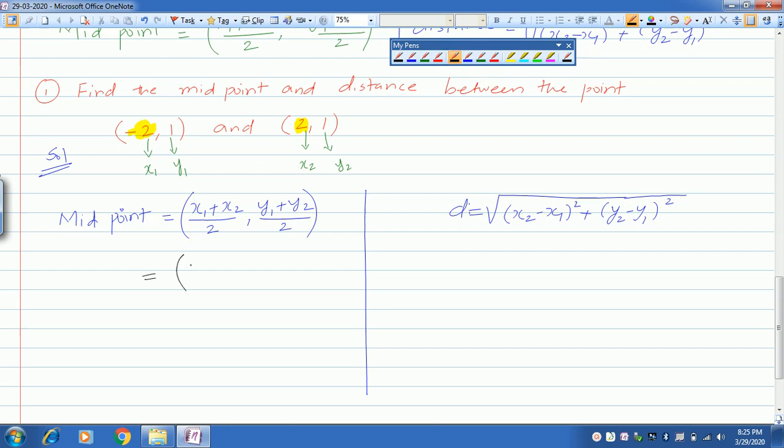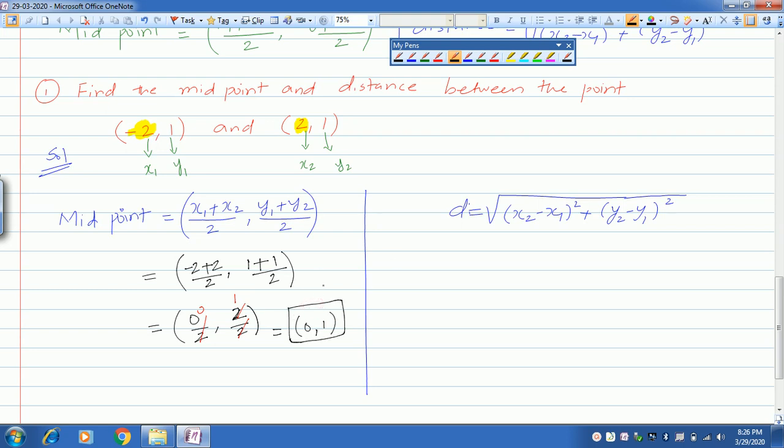What is this? Minus 2 plus 2 over 2, and y1, which is 1, plus 1 over 2, which is equal to 0 over 2, and this is 2 over 2. On simplification, this is cancelled, you get 1, and this is 0. So the final answer is 0 comma 1. So this is my midpoint.